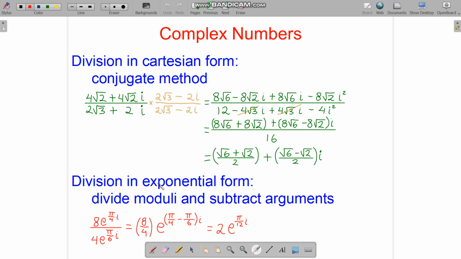And if you use exponential form, we divide the moduli and subtract the arguments. So here 8 divided by 4 is 2, pi over 4 minus pi over 6 is pi over 12. And again, we are actually doing exactly the same division. This complex number in Cartesian form is the same as this complex number in exponential form. And so if you try with your calculator, 2 cos pi over 12, you will get this, and 2 sine pi over 12, you will get this.